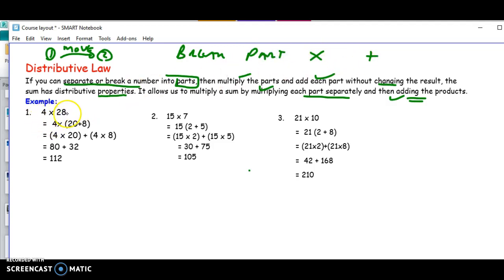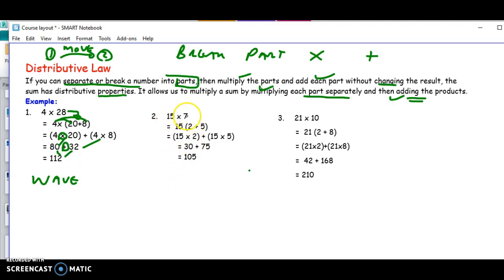Let's look at this. 4 times 28. It's easy to say 4 times 20 plus 8. So we break the 28 into its parts. Now we can say 4 times 20 plus 4 times 8. A lot of people also call this the wave method. And that is why we can now say this is 80 and that is 32, and that makes it so much easier. So we first multiply, then we add in this method.